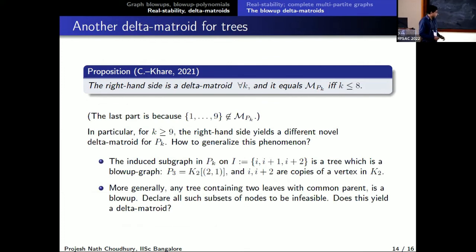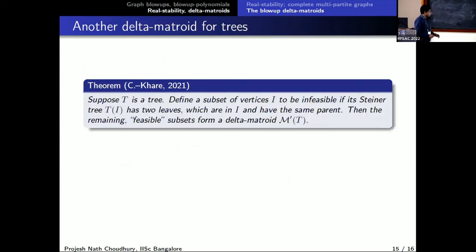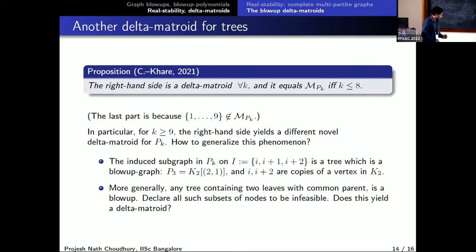Okay, I'll maybe skip this. So here is our... I'll just... now just look at this. I'll explain why this is an infeasible set. This is an infeasible set because this is a blow up of a path graph.